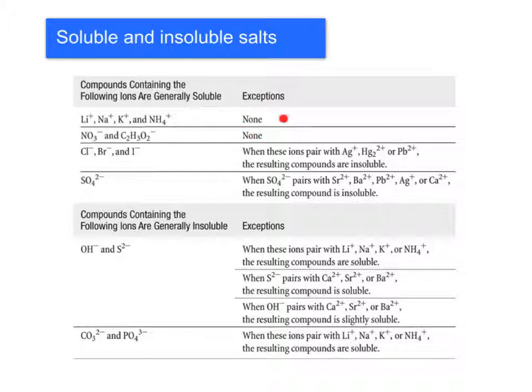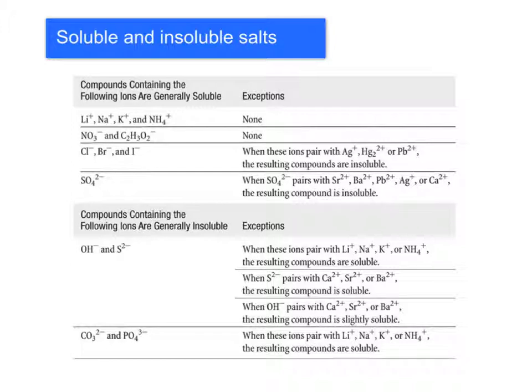Okay, so the first two don't have any exceptions, so that's easy. And then the second two groupings do have some exceptions. So for example, if you had sodium chloride, it would be soluble, but if you had silver chloride, because silver is one of the exceptions, it would be insoluble. So you just need to know how to read the table.